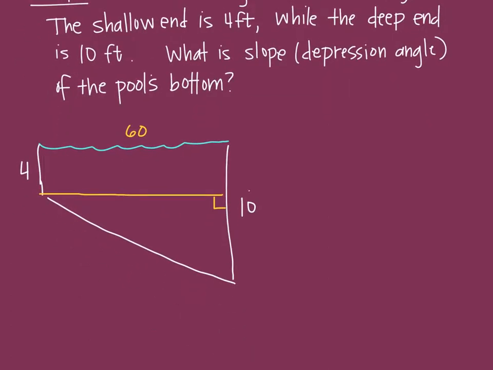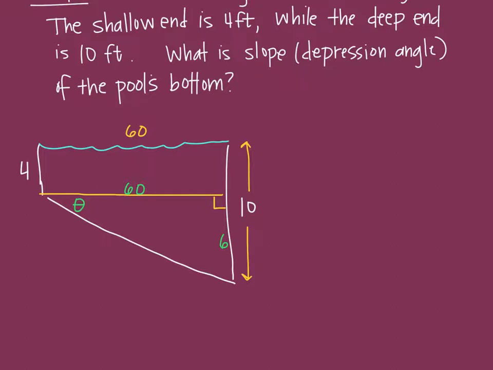Now 10 is from top to bottom. How much is the triangle part that I've created now? It's just 6. So we have a side of 6. We have a side of 60. That's the same as the width all the way across. And then we want the slope, or the angle of depression, from the pool's bottom. The angle of depression is right there, which is actually inside of my triangle, so I'm all set up already.